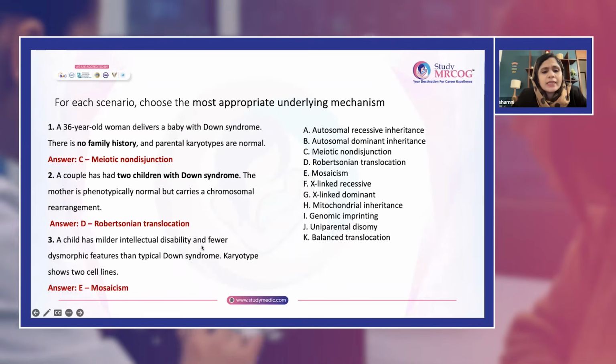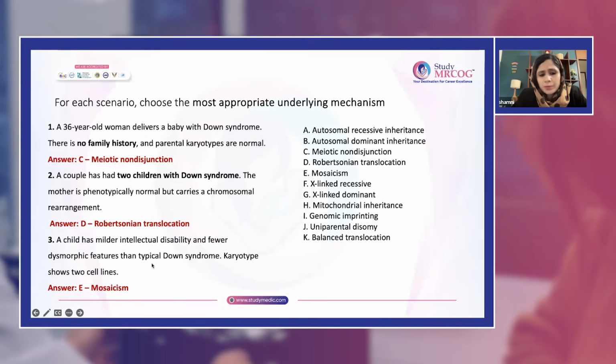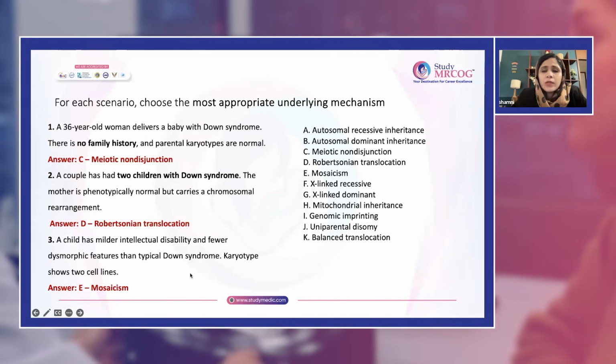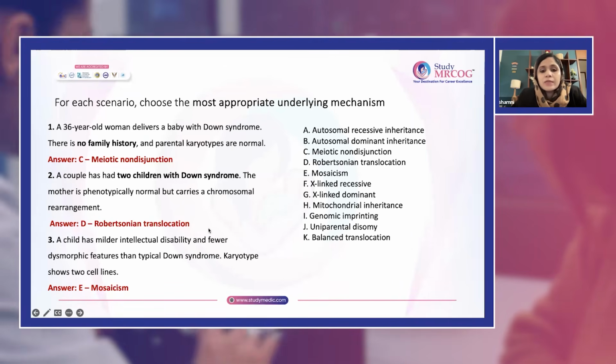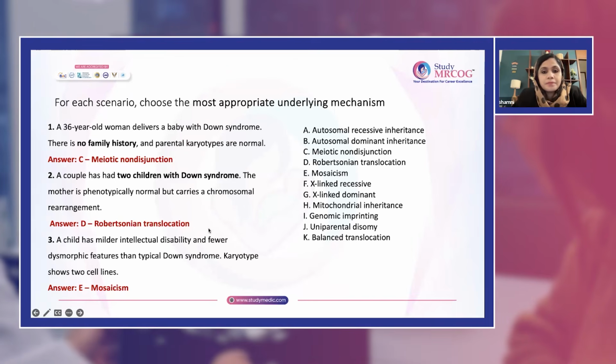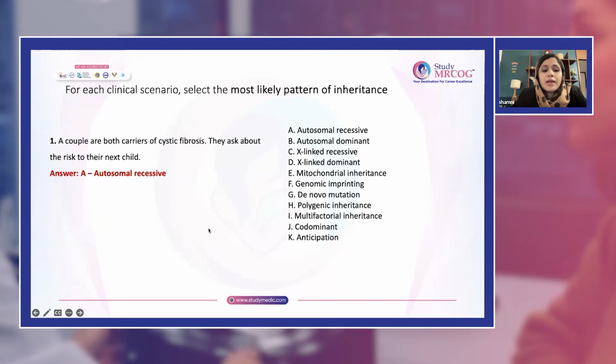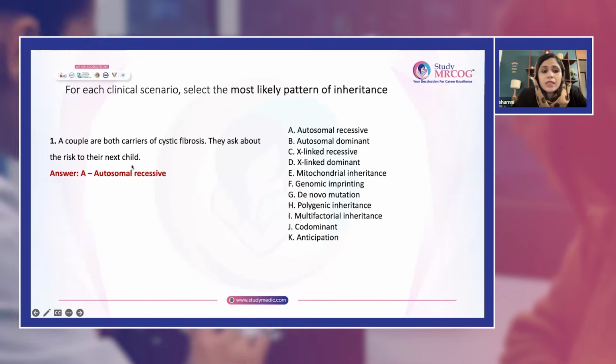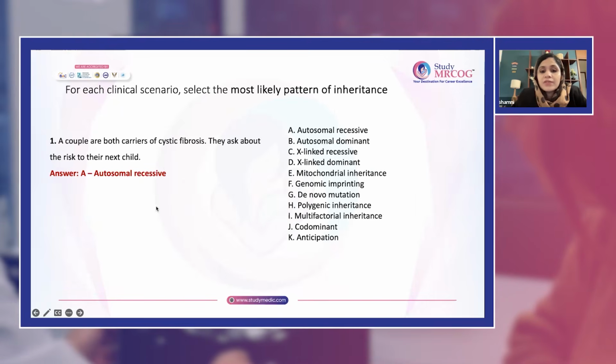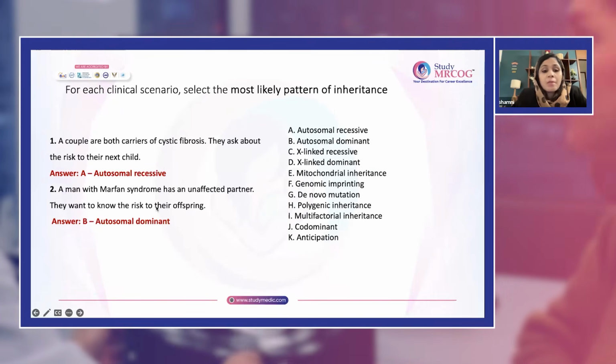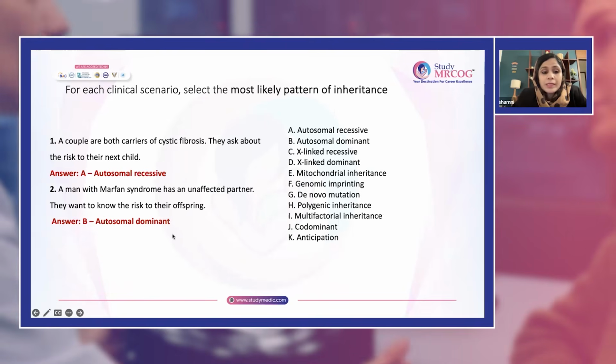A child has milder intellectual disability and fewer dysmorphic features than typical Down syndrome. Karyotype is showing 2 cell lines. So it is mosaicism, probably. Next question, a couple are carriers of cystic fibrosis. They ask about the risk to their next child. We know cystic fibrosis is autosomal recessive. Marfan syndrome is autosomal dominant.